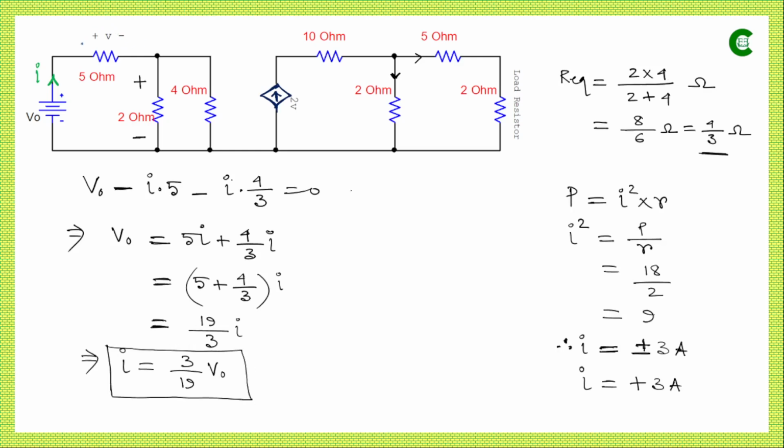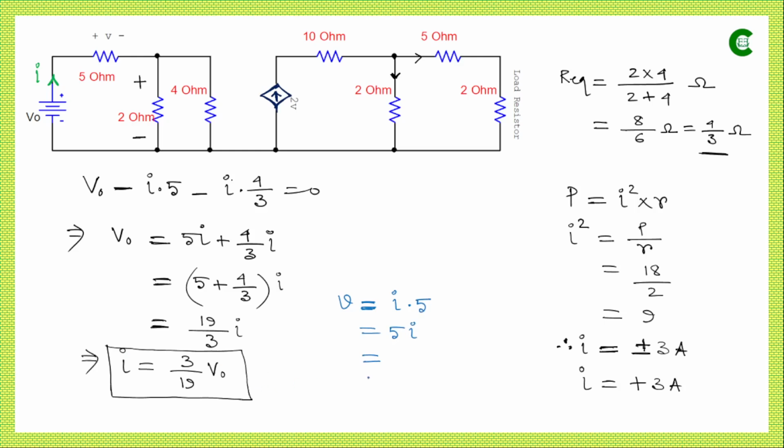Now again, if we look at this part of the circuit, we can see here that the voltage drop across this 5 ohm resistor is V. So as per Ohm's law, that V will be the current flowing through that resistor, that is I, multiplied by the resistance value, which is 5. So it is 5I.